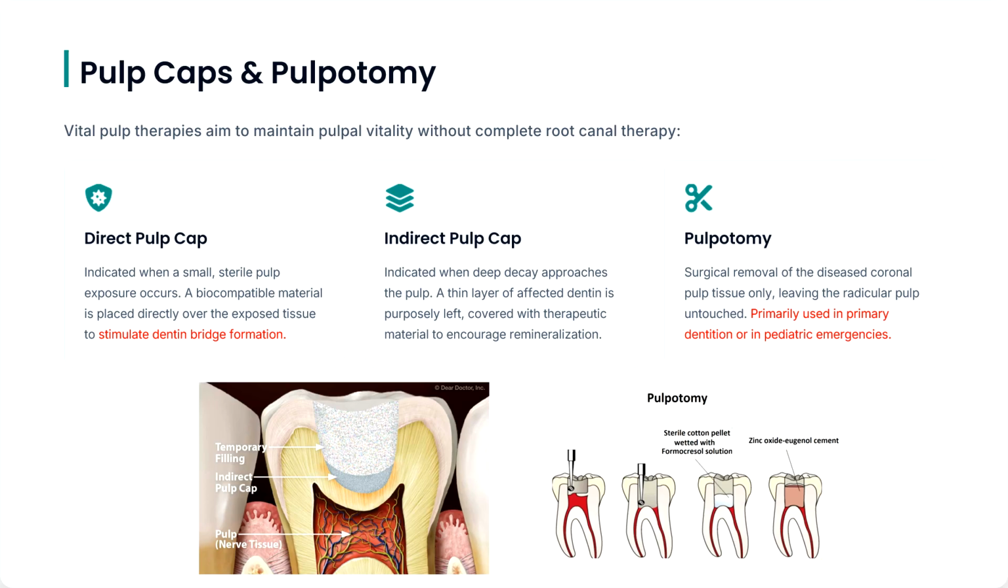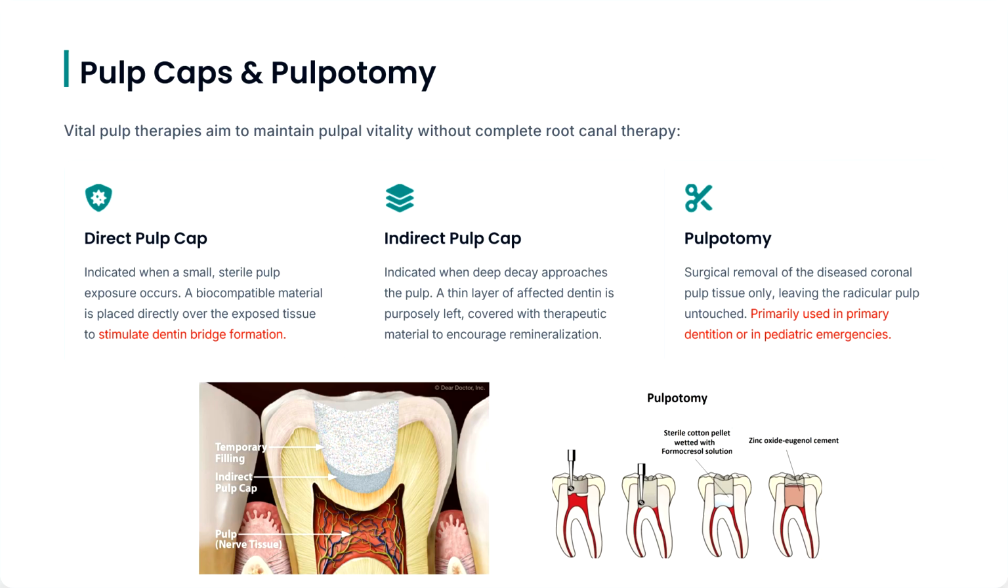Note how this is primarily used in kids' teeth or primary dentition and in emergencies. If you don't have time to do a full root canal, sure, you could do a pulpotomy, where it's kind of like a half root canal. And then a root canal is your full root canal where they go in, the pulp and the roots.